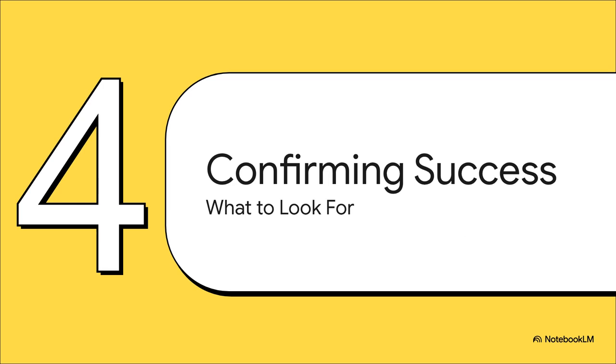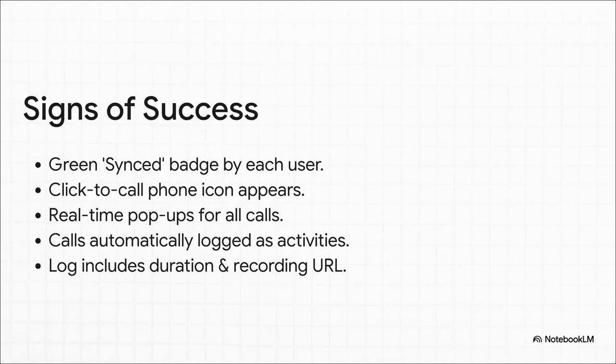All right, you've done all the work, and now it's time for the payoff. So how do you know for sure that everything is working just the way it should? Well, there are a few very clear signs to look for right inside your Zoho CRM. You should see the benefits pretty much immediately. You'll get a nice little green synced badge next to each user confirming they're connected. You'll also see a phone icon appear next to every phone number, which lets you click to call.